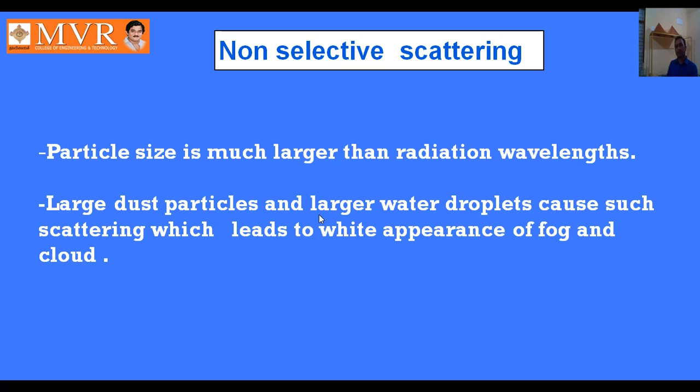Then non-selective scattering: the particle size is much larger than the radiation wavelength. Here the particle size is very large. Rayleigh scattering is when the particle size is very low, Mie scattering is when the particle size increases, and non-selective scattering is when the particle size is very large. Large dust particles or large water droplets cause such scattering, which leads to the white appearance of fog and cloud.